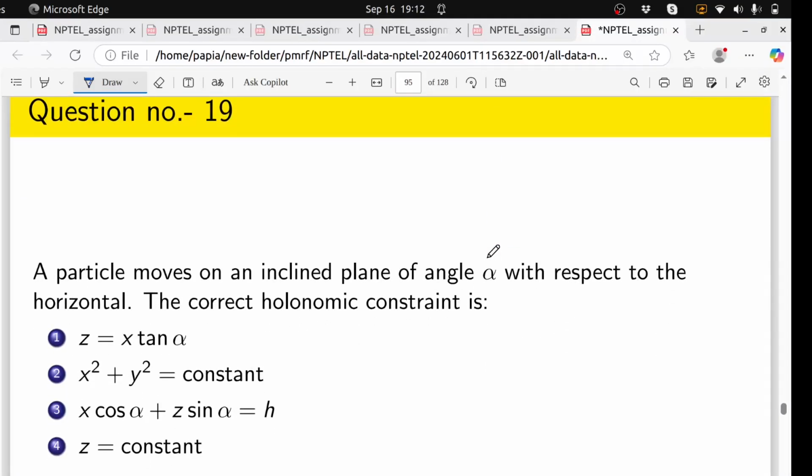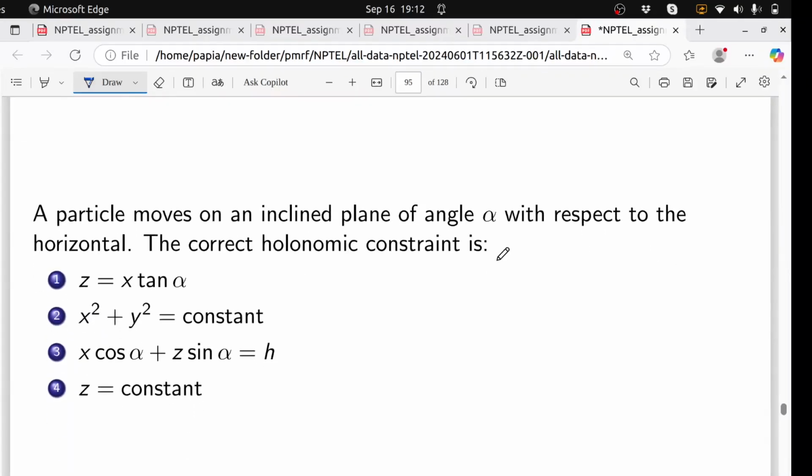Now coming to question number 19. Okay, so what is question number 19? A particle moves on an inclined plane of angle alpha with respect to the horizontal. The correct holonomic constraint is, they are asking for the holonomic constraint. Okay, that means they are asking for the equation of the constraint here.